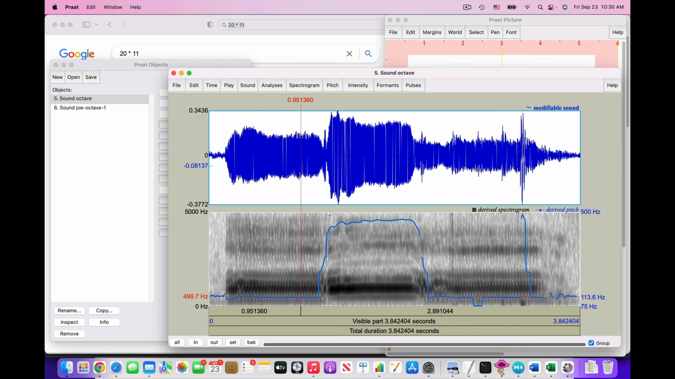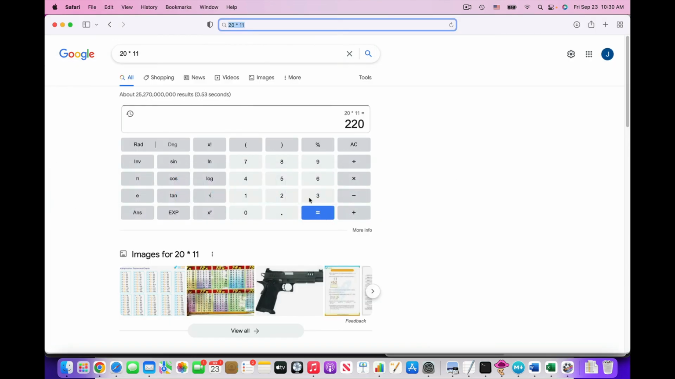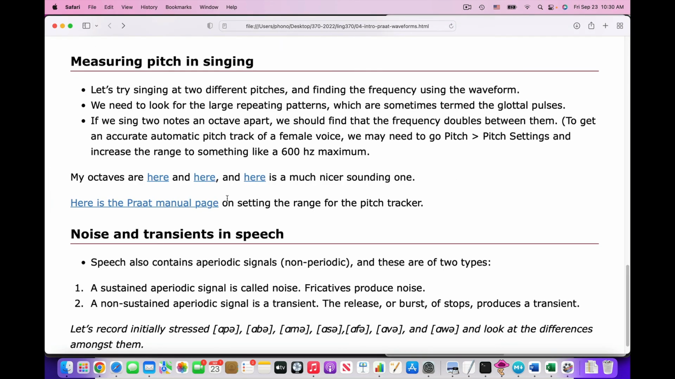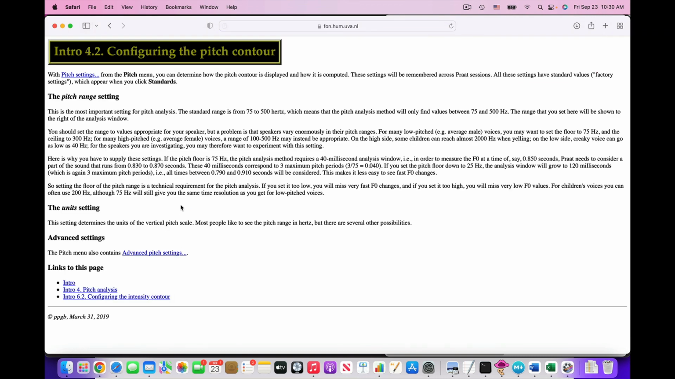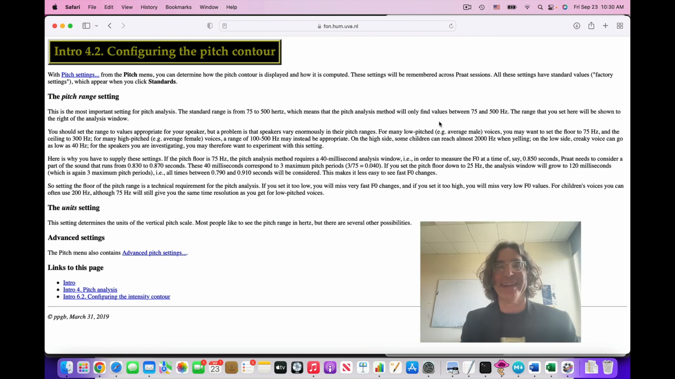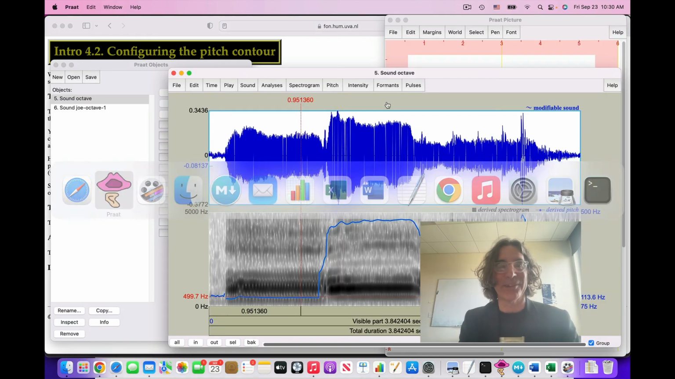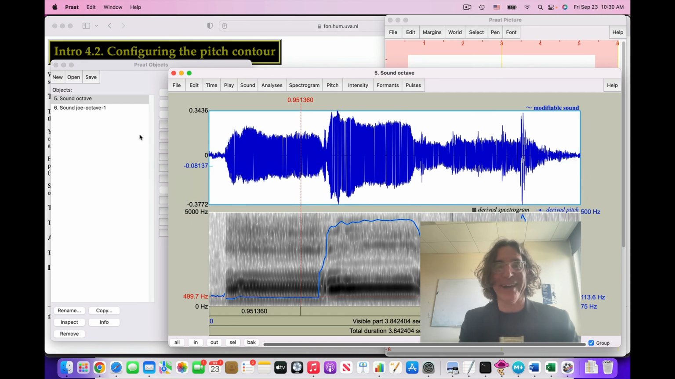And if you want more information about the kinds of pitch ranges that you might have to try for getting the pitch tracker to work properly, it's here in this manual, which points out that a low voice, a creaky voice, and we'll talk about the notion of creaky voice in a little while, can go as low as 40 hertz, and then a child can get up to almost 2,000 hertz. And yeah, I can attest to the fact that children screaming are at a very high pitch.